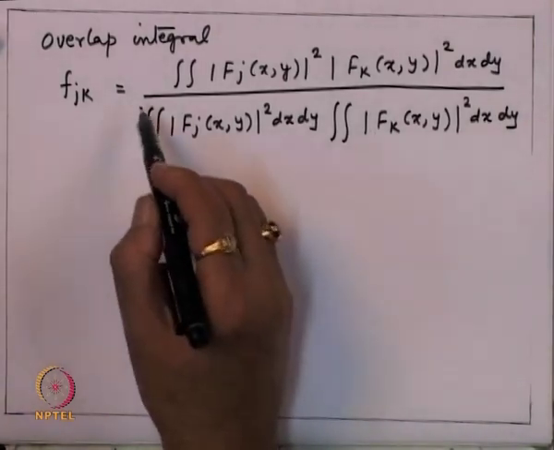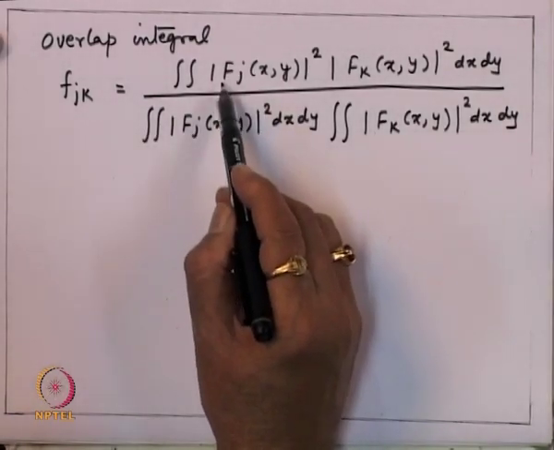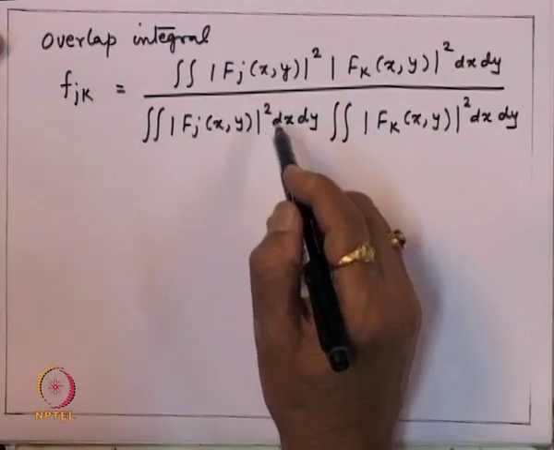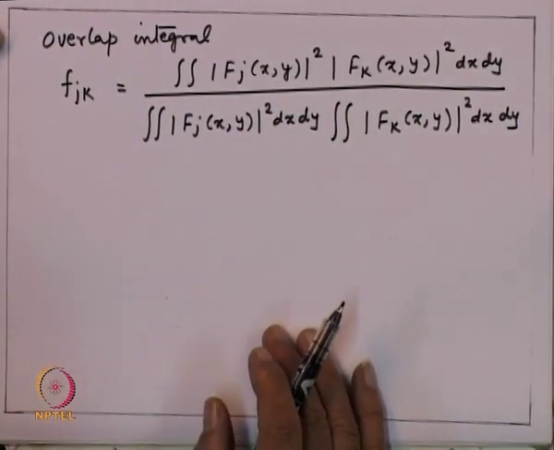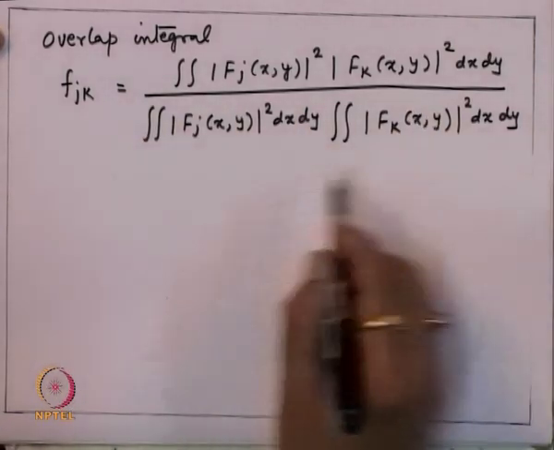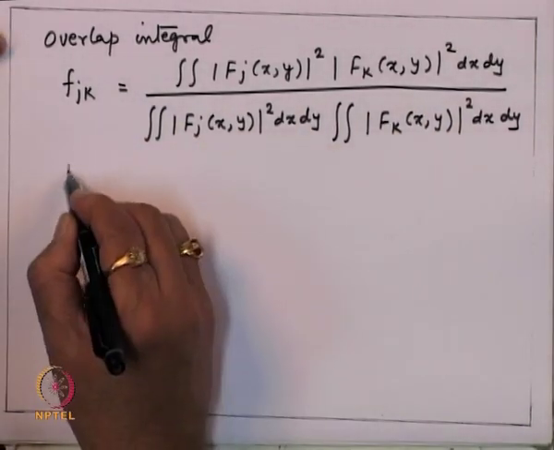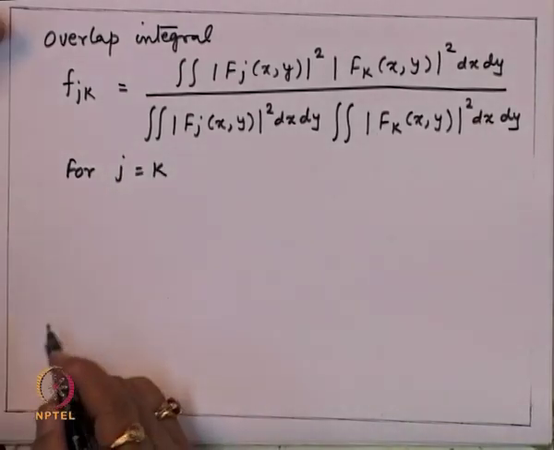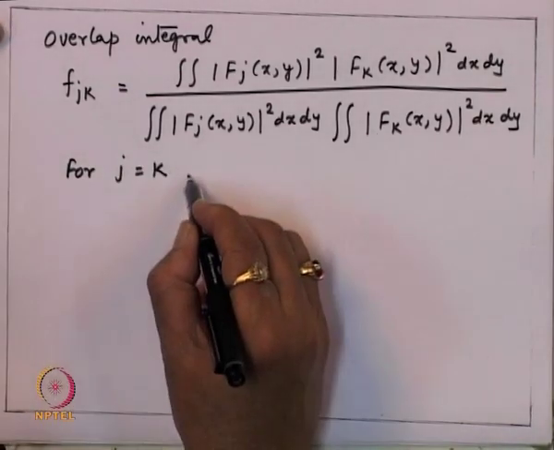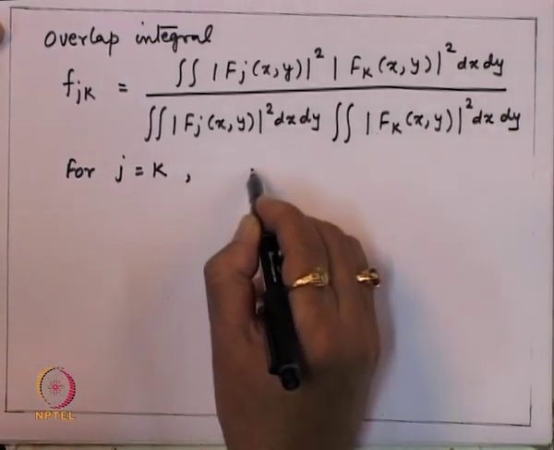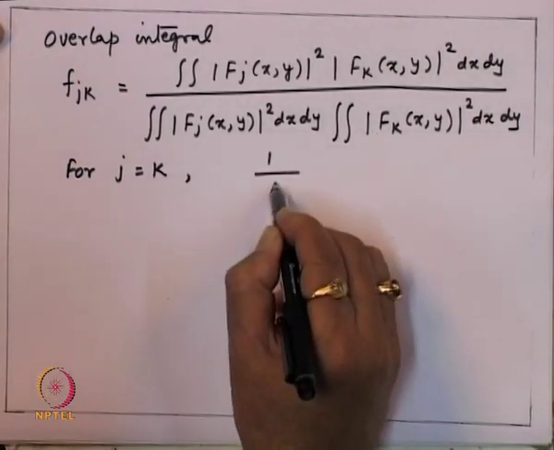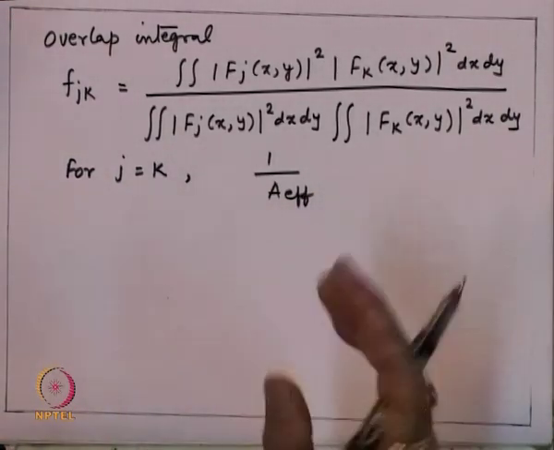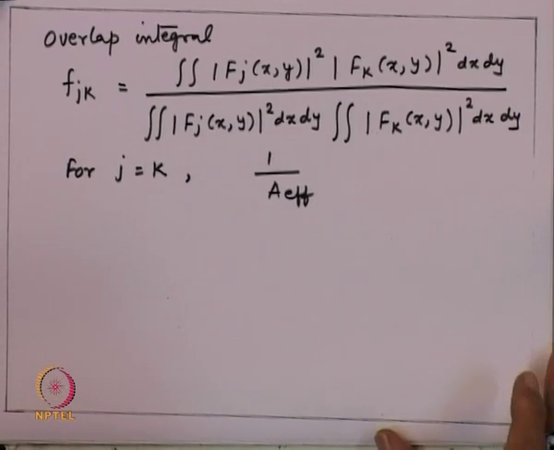So, when you have the same quantity here, j is equal to k, that time this quantity essentially will reduce to the effective area. For j equal to k, where only one signal is propagating, this quantity will be 1 upon A effective. That is what we got for the single signal propagation on the optical fiber.